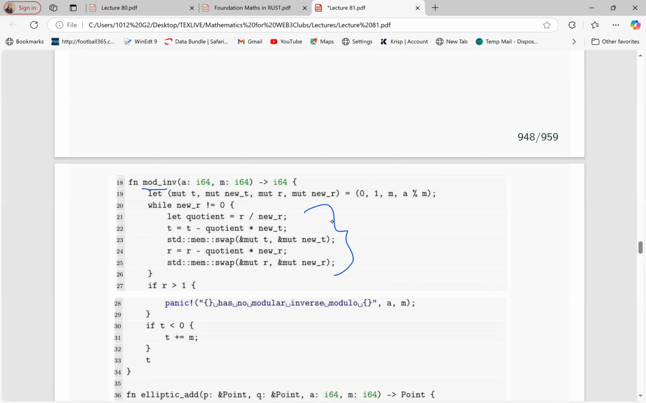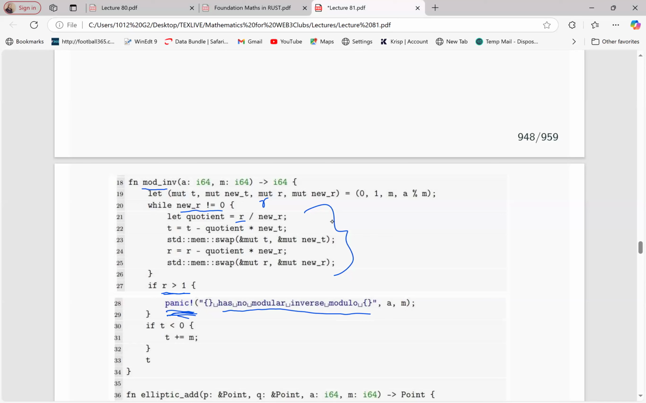The only time you exit these calculations is when the new r is 0. When the new r becomes 0, you exit the loop. But while it's not 0, you continue doing this. So what are you doing here? You are letting the quotient be r divided by new r, and so on. Now, once you exit, if r happens to be greater than 1 after all these calculations, and you've reached the end, then there's a panic. The panic means that the number you are dealing with has no inverse.